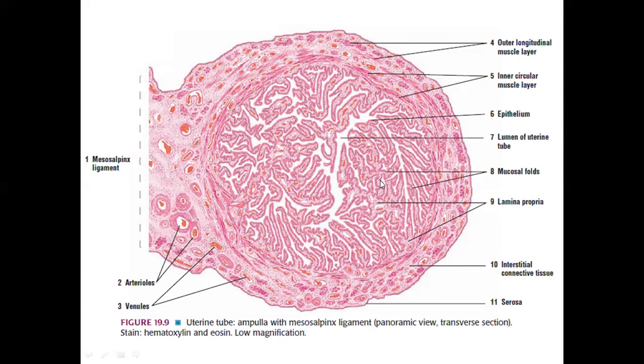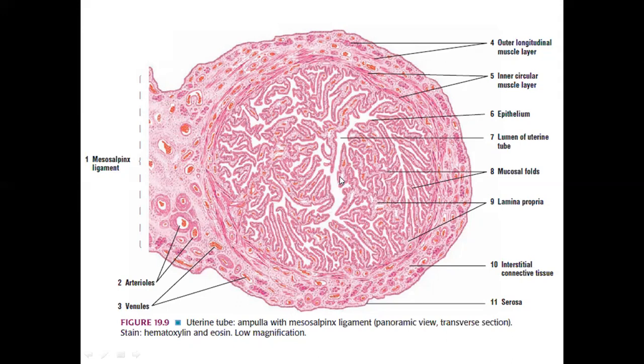First coming to the mucosa. The mucosa of the uterine tube has extensive foldings and these extensive foldings cause the lumen of the uterine tube to become very small, irregular and labyrinthine in appearance. These mucosal folds are most numerous in the ampulla. In the ampulla, deep grooves are seen between the mucosal folds.